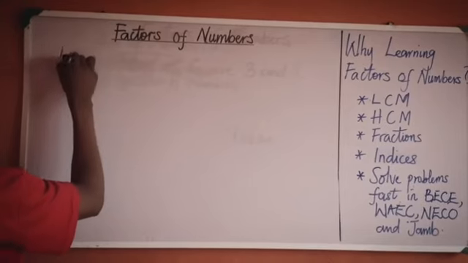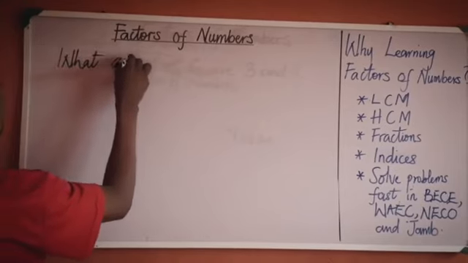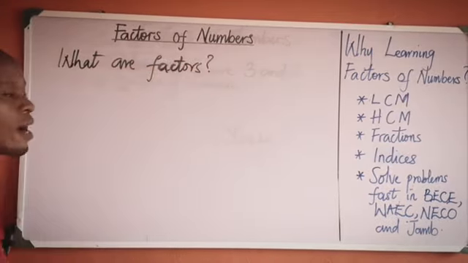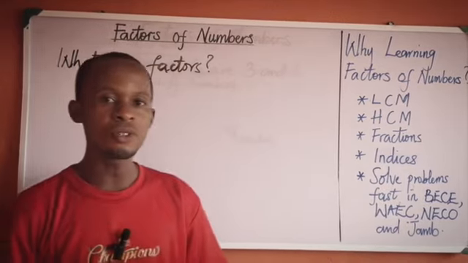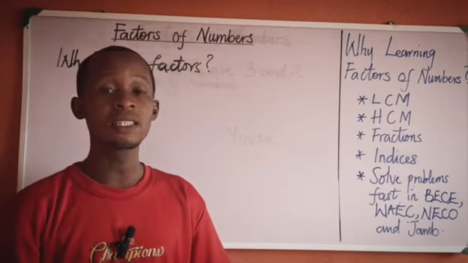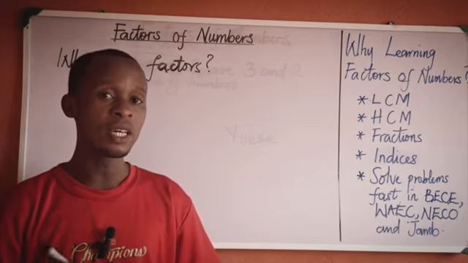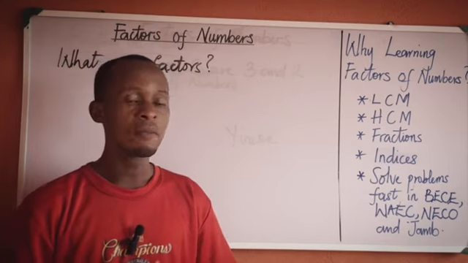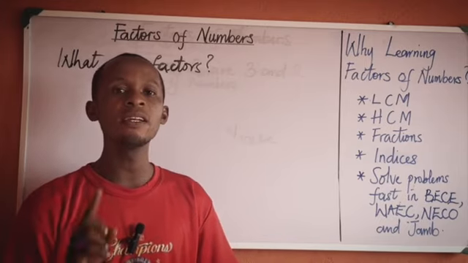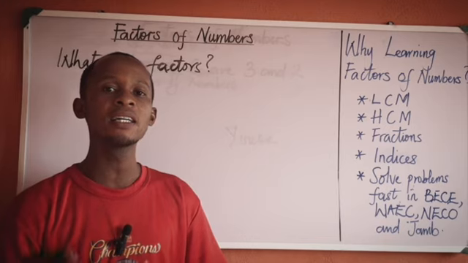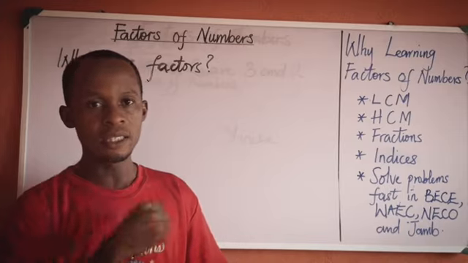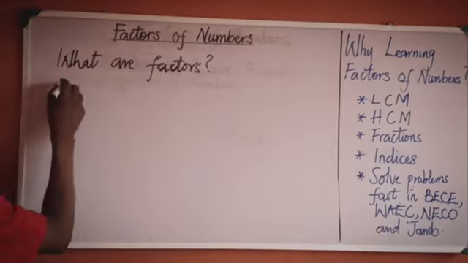First, what are factors? Factors of a given number is any whole number that can divide the number without a remainder. I say again, a factor of a given number is any whole number that can divide that given number without a remainder. And this is an example of what I'm talking about.